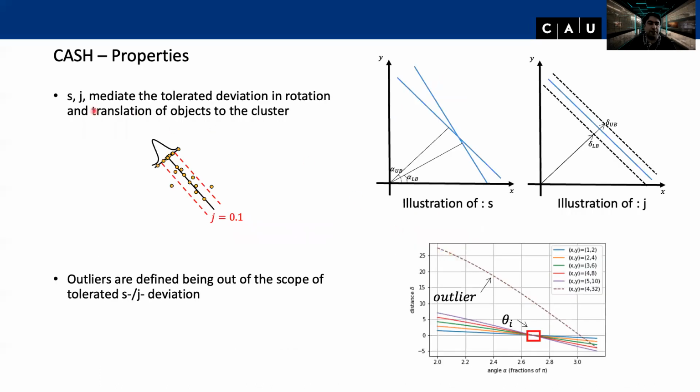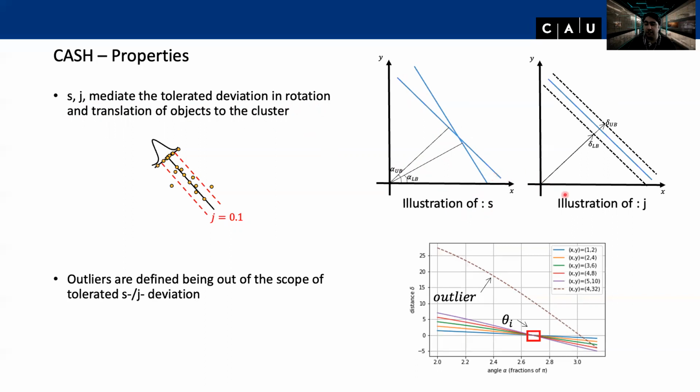Then it has two other hyperparameters, one S and one J. Both of them mediate the tolerated deviation, in rotation, this is the case for S, and of the translation. And for this, let's look at the illustration of S. So a large S would permit a higher deviation in rotation. If we would choose a larger S, then this difference between lower bound and upper bound would be bigger, and we would have more deviations here and here.